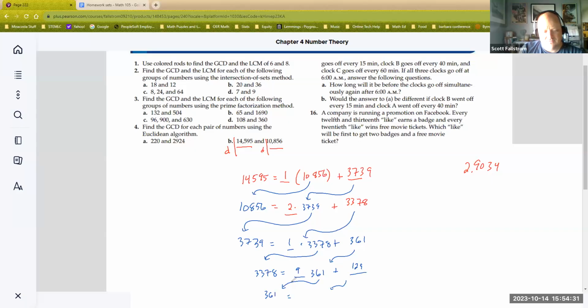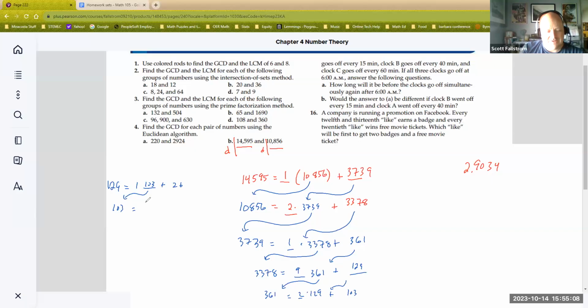361 divided by 129 is 2.79, so 129 goes in 2 times. So 361 minus 2 times 129 gives me 103. Okay, and then I would continue. I'm going to have to continue over here on the left-hand side. So now 129 equals one group of 103, and that leaves me with 26 left. Keep going.